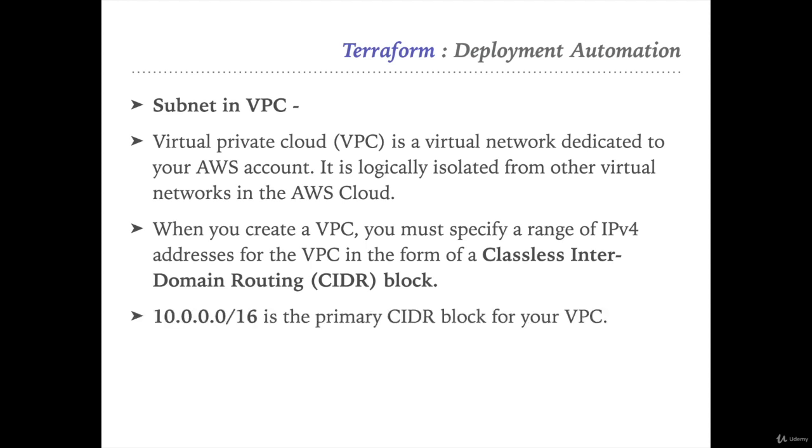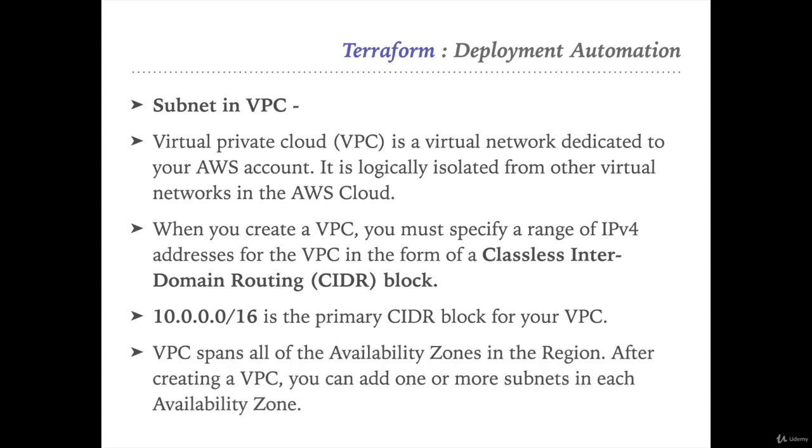So here is an example. Suppose we have an IP range like 10.0.0.0/16 as the primary CIDR block of your VPC. Here 16 is the CIDR block and 10.0.0.0 is the IP range. Whenever you define that particular range, the IP addresses associated with the instances which are going to use that VPC will be in the range of 10.0.0.0 to 10.0.255.255.